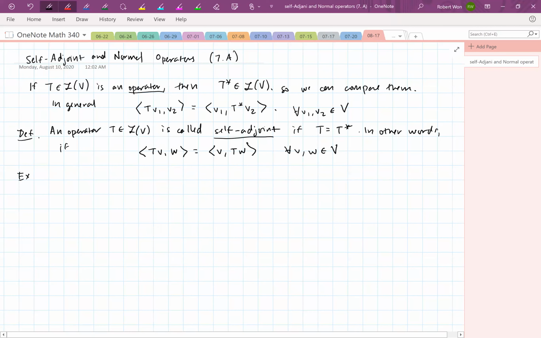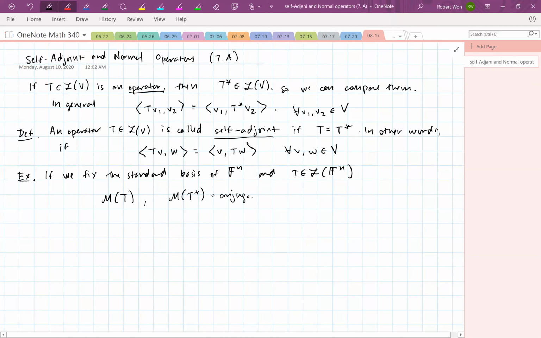Okay, so what are the examples? Well, the place we should look for examples is always Euclidean space with the Euclidean inner product. So if we fix the standard basis, which is an orthonormal basis, of F^n and T is a linear operator, then we can write the matrix M of T with respect to the standard basis. And we know that M of T star is the conjugate transpose, again with respect to this standard basis, because that's an orthonormal basis. So you'll have that T is self-adjoint if and only if the matrix of T is actually equal to its conjugate transpose.